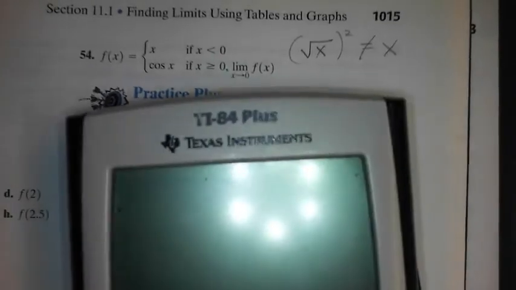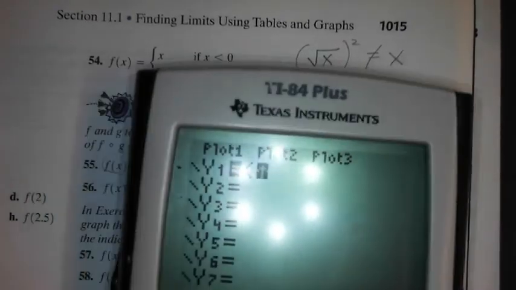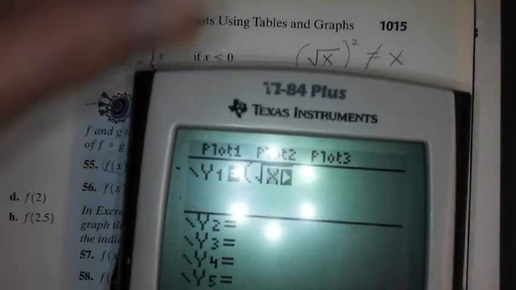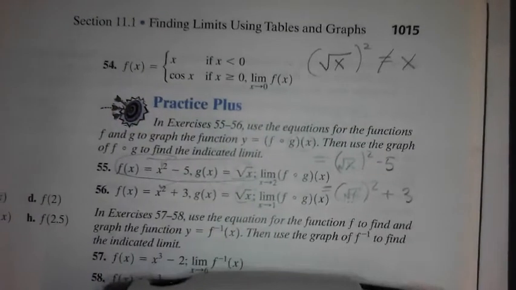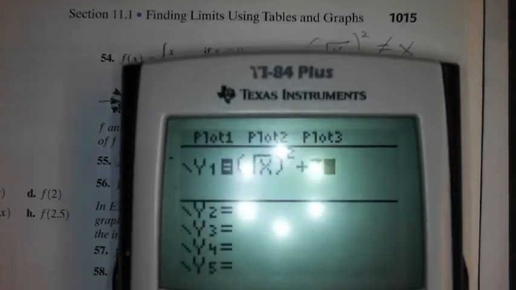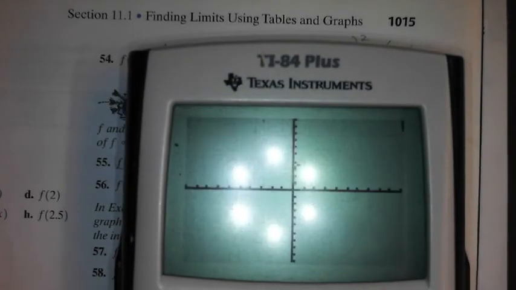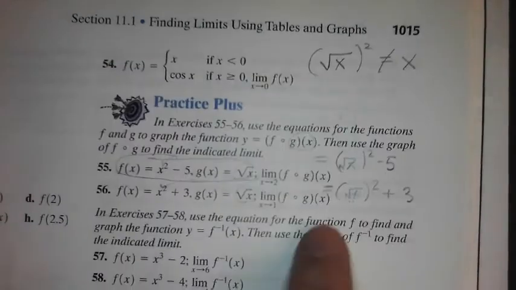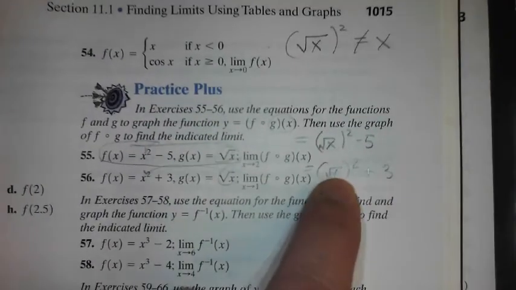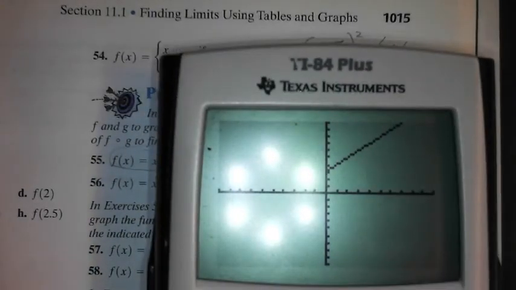So if you look at this function, y equals, and I'll type it in exactly the way it is, the square root of x squared plus 3, and I do zoom 6, that graph doesn't exist at the negative numbers, right? Because that's not in the domain. You can't plug in a negative number. It's imaginary. So that part of the graph is quote unquote imaginary. You don't see it.